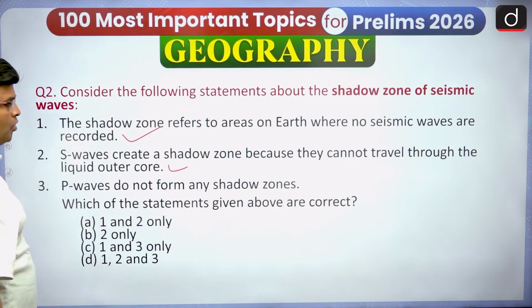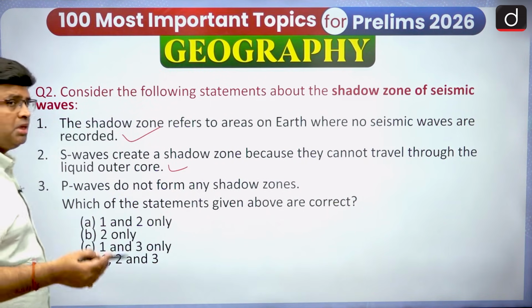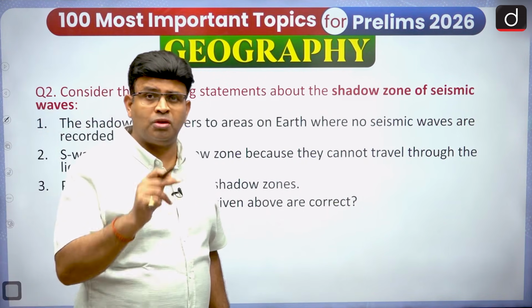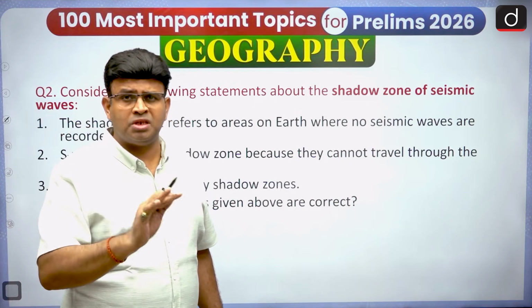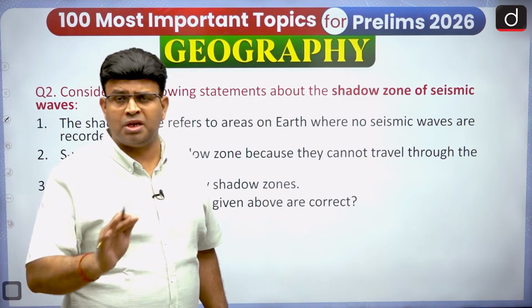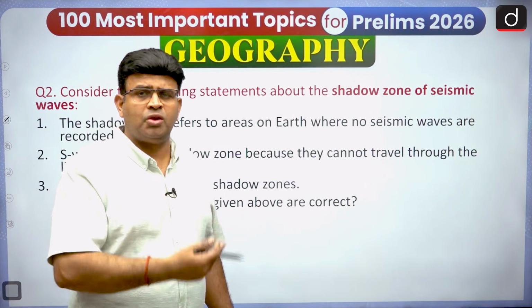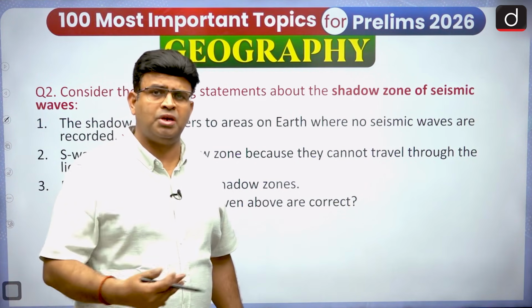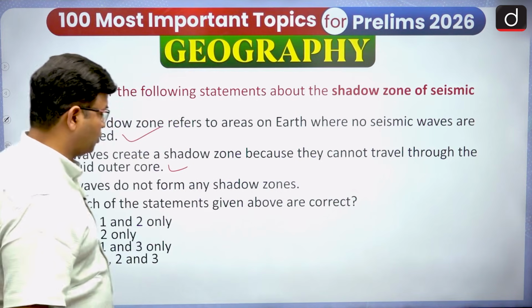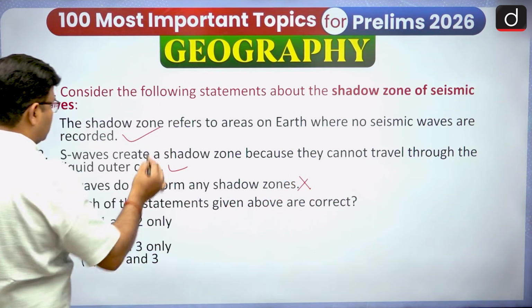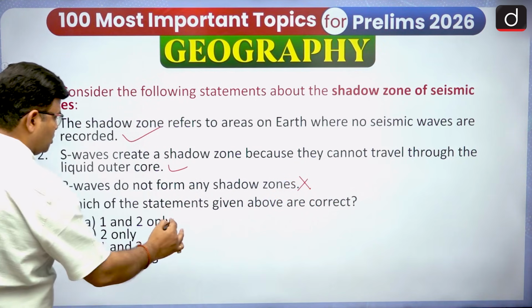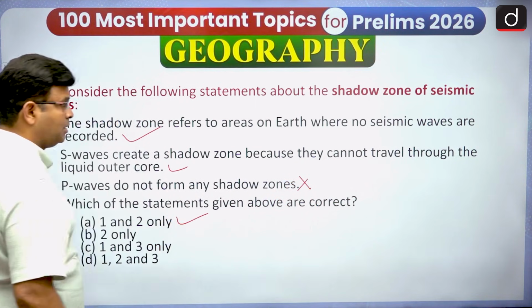The third statement says P waves do not form any shadow zone. But P waves form a shadow zone between 103 to 142 degrees. In some books it is also written as 105 to 140. It differs, but try to remember it as 103 to 142 degrees. So we can say that the third statement is wrong, and only the first two statements, 1 and 2, are correct.